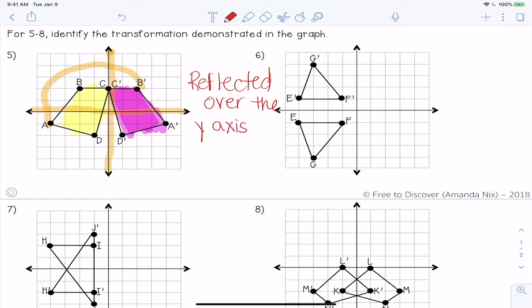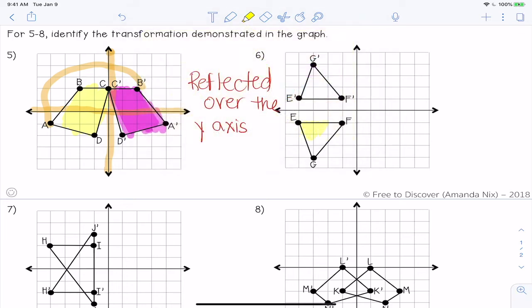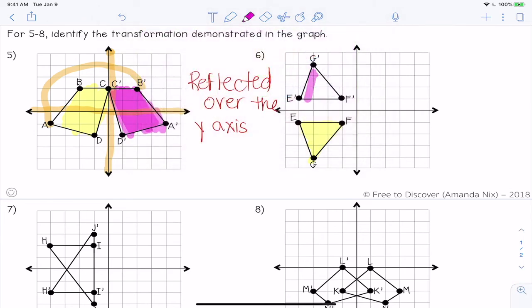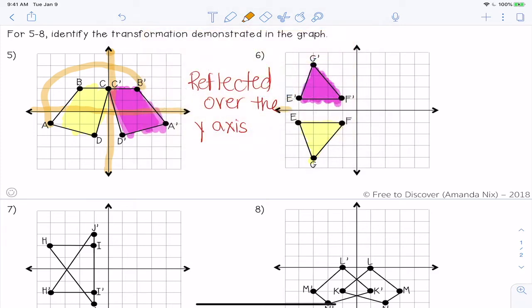Number 6, this is our original image. And this is our reflected image. And again, was it reflected over your X or your Y? So it can't be the Y because there is nothing over here. So it was reflected over the x-axis.